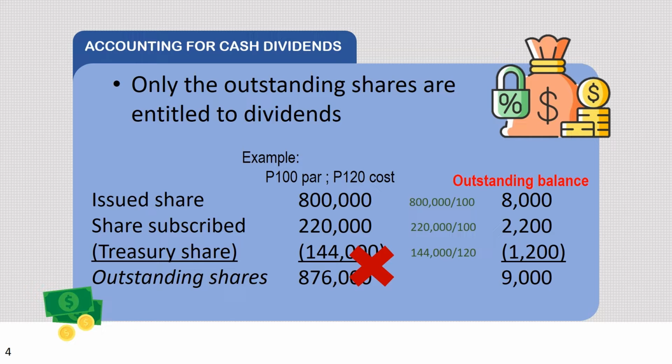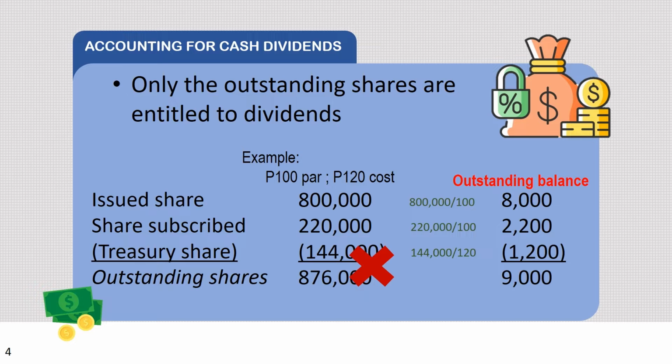Let's have an example. We have 100 peso par and 120 peso cost. Ang issued share natin ay 800,000, share subscribed 220,000, and treasury share of 144,000. Following the formula, we have an outstanding share of 876,000. So, ayan, tama na ba yung ginawa natin? The answer is no. Why?